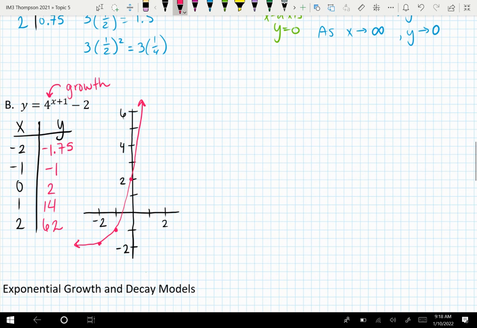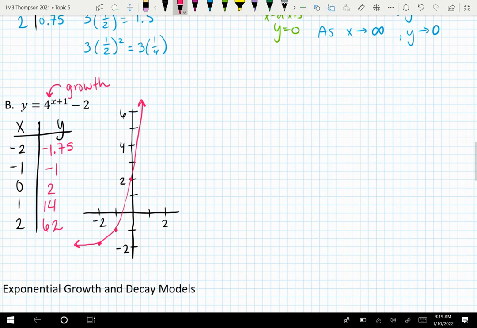All right, so it doesn't ask me to describe the parent function and the transformations here, but let's talk about it because it doesn't affect how the graph looks, and it gives me some insight into the details of the graph. So the parent function is always just going to be the base of the exponent raised to the power of x. So my parent function is just going to be y equals 4 to the power of x. And then I've got two transformations. I've got the plus 1 and the minus 2.